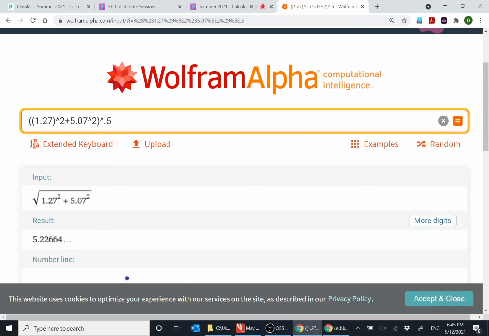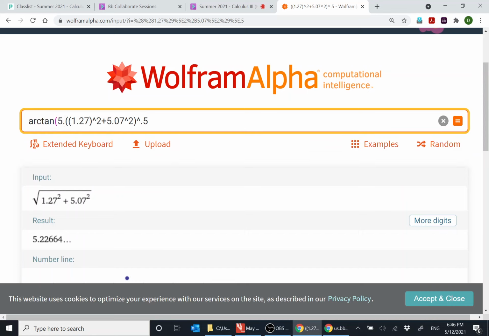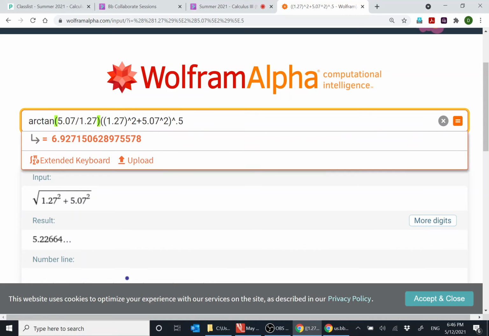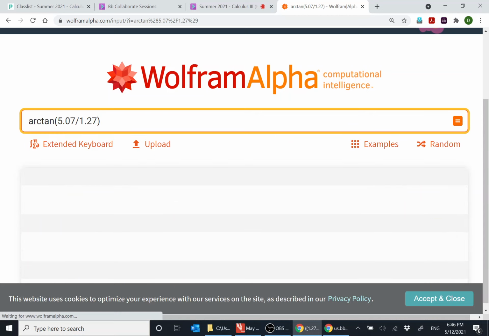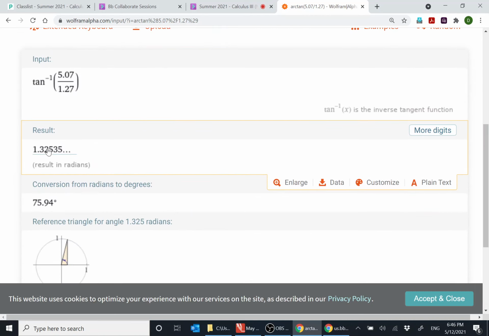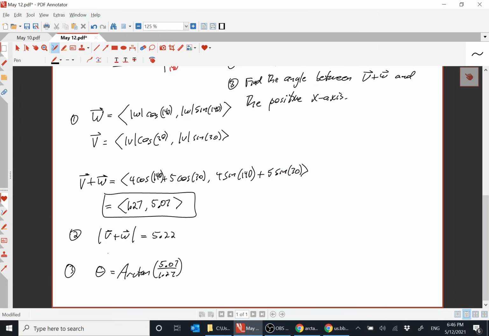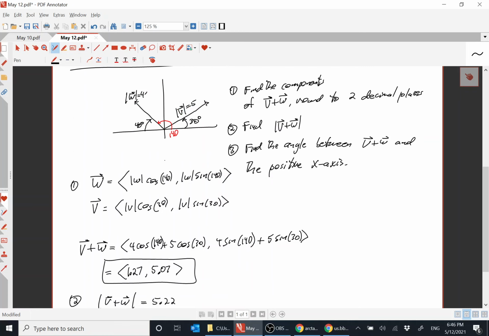and then do the arctangent and add the 180 back at the end. So arctangent 5.07 divided by 1.27. So that's in radians, 75.94 degrees. Right, so we redraw that picture.